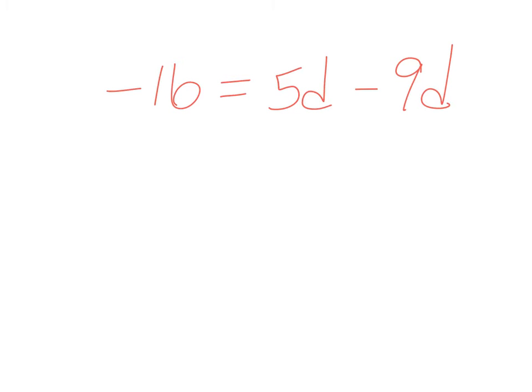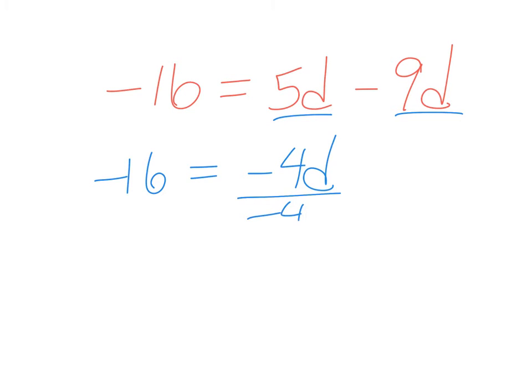All right, we have negative 16 equals 5d minus 9d. What's my first step? Just do the like terms. Yep, combine these like terms. So 5 minus 9 is what? Negative 4d. Now how do I get the d by itself? Divided by negative 4. Negative divided by a negative is a positive 4.